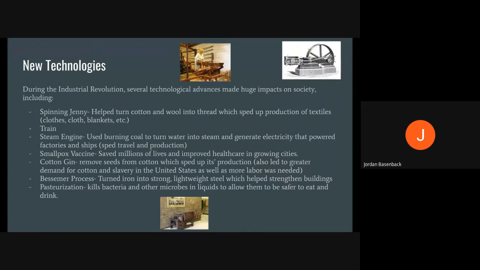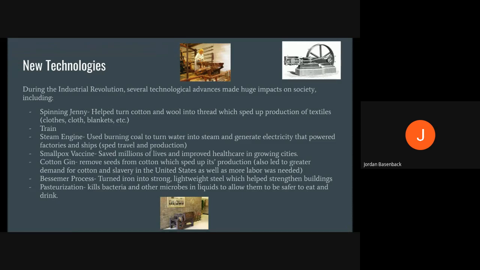Another one is the train, and that goes without explanation. The train was created during the Industrial Revolution, allowing things to be moved at faster rates and allowing more things to be moved at faster rates. Another thing was the steam engine, and these were the machines and the technology that ends up powering factories and ships, which not only speeds up travel, but also speeds up production.